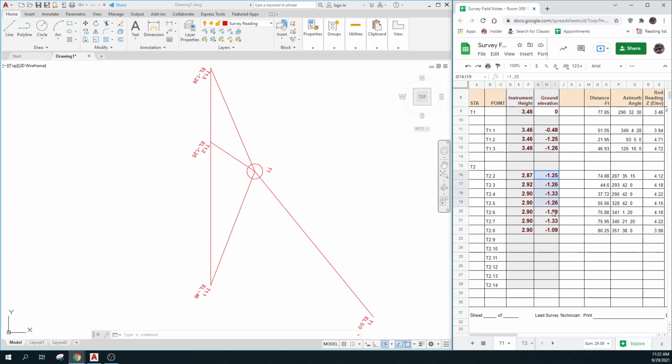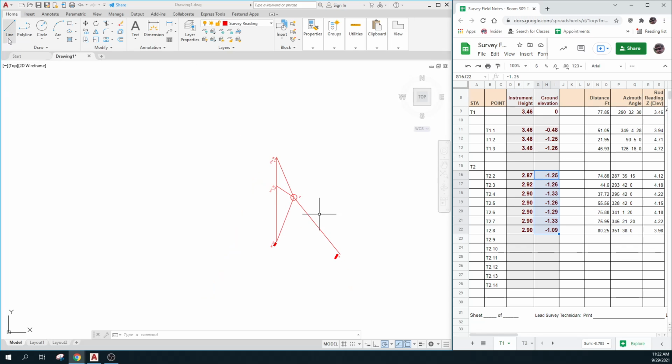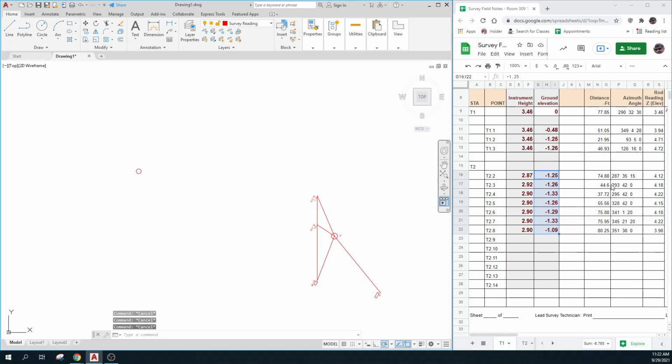Okay, so now the next thing to do is to draw these ones in. And I can start anywhere, right? And this is my instrument T2. Okay, and my first one is from the center point at a distance 74.88 at an angle 287 degrees, 35 minutes, 15 seconds. And I don't care where it goes because I'm going to line these up later on.